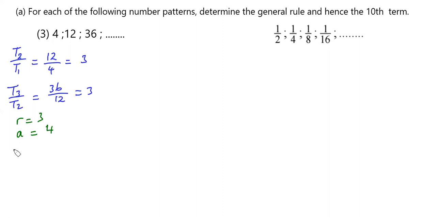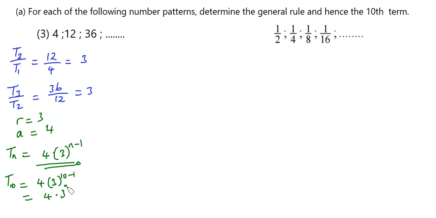So how do we get the general term? We're going to say Tn is equal to A, which is 4, and let's put the bracket here, 3 in bracket n minus 1. That becomes our general rule. Let's see what the next thing is here. We are looking at 10. So T10 is going to be equal to 4 times 3 to the power of 10 minus 1, which is 4 times 3 to the power 9.